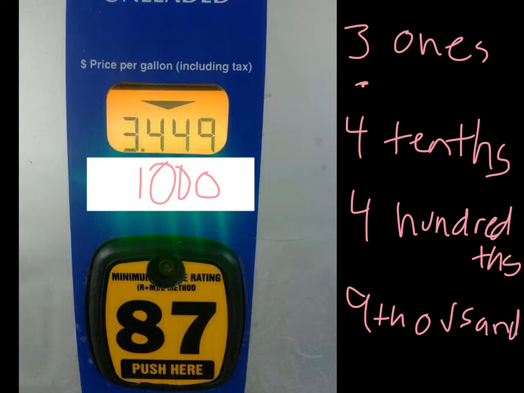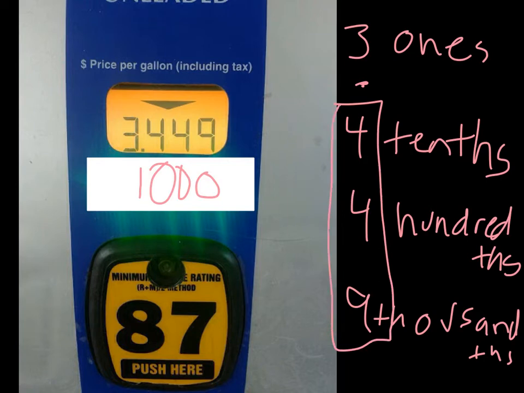And I ran out of room again. So to read this, I would say 3 and 449 thousandths. I just read that as my very last decimal place. So again, important things, putting the 1,000 underneath it to help you with the place value, and going from there.